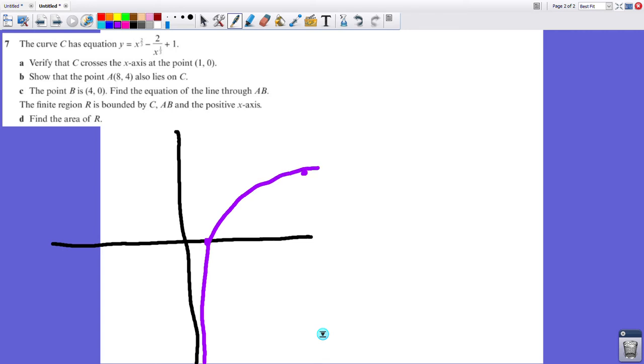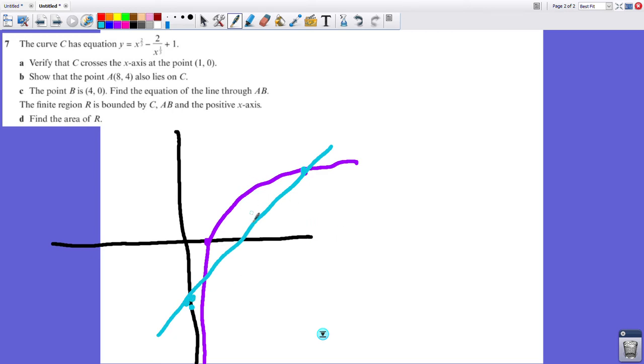I'm going to ignore the negative x values because it won't be relevant for this question. So that's the curve roughly sketched for positive x values. Now I will sketch the line AB. Just like the curve, it crosses through this point at 8, 4, and it also crosses through the y-axis at minus 4. So it will look something like this with a gradient of 1.